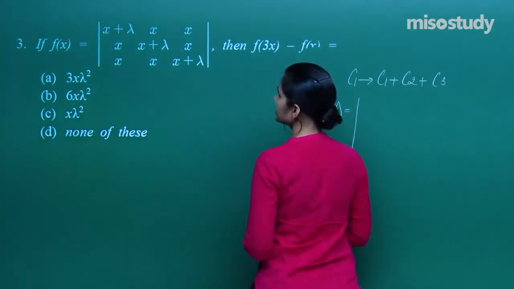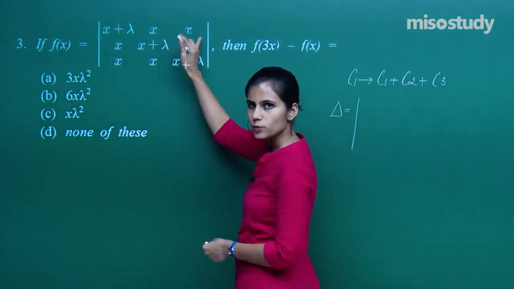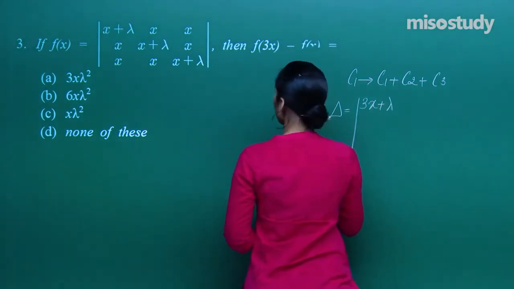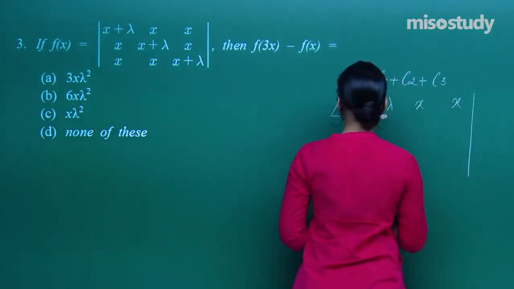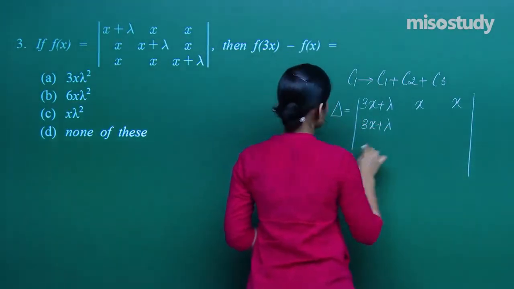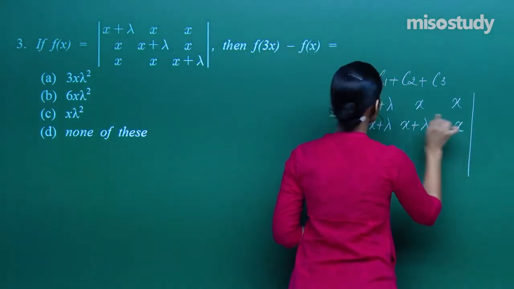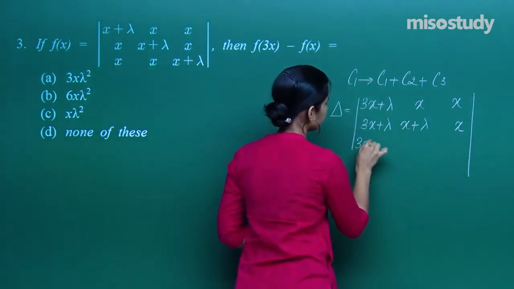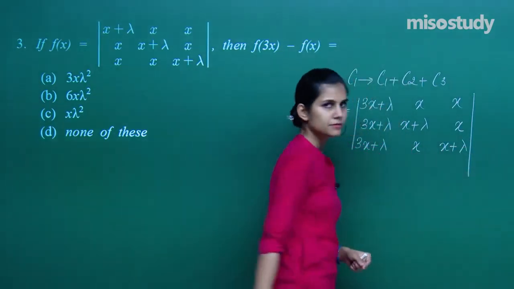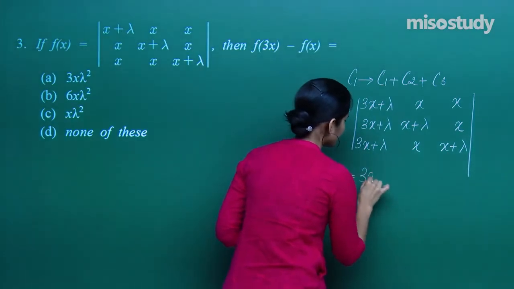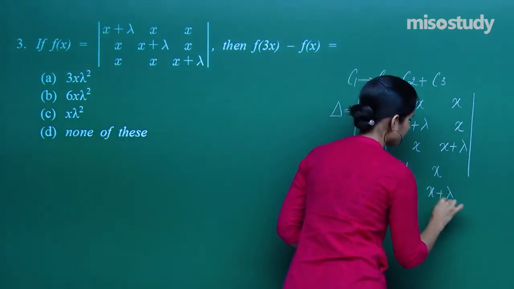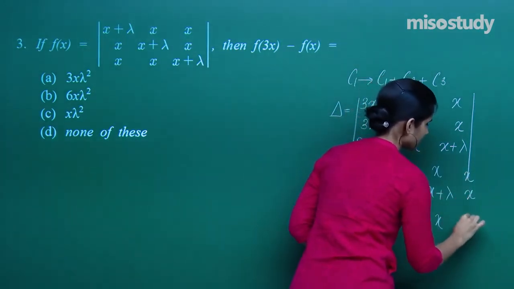So my determinant is x plus lambda plus x plus x, which is 3x plus lambda, and then you have x. Then again in the next row you have 3x plus lambda, x plus lambda, x, and again you have 3x plus lambda, x and x plus lambda. 3x plus lambda can come out common. I am left with 1, 1, 1 in the first column, with x plus lambda, x in the next rows.